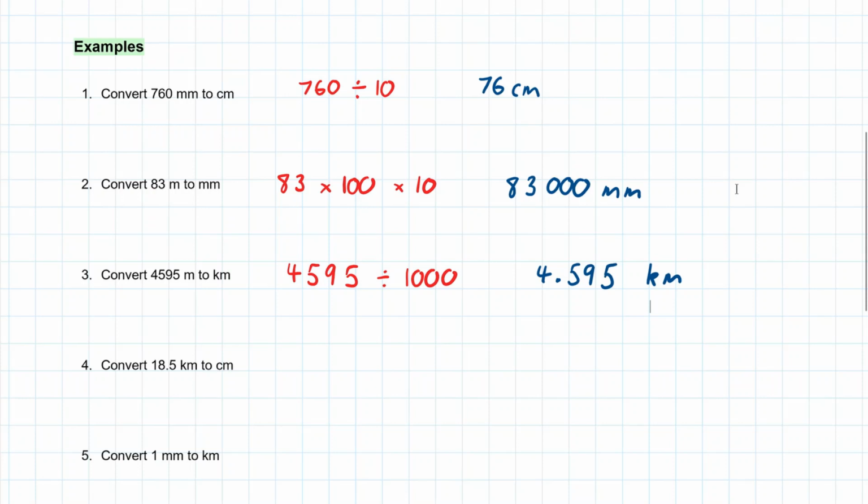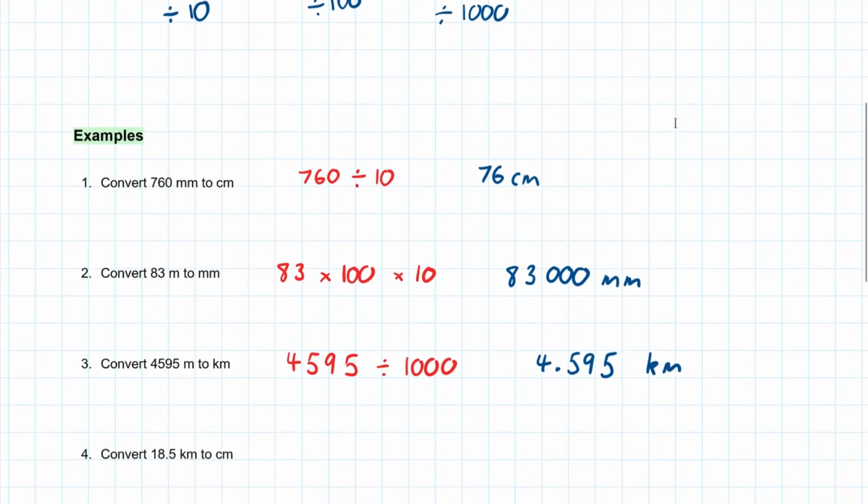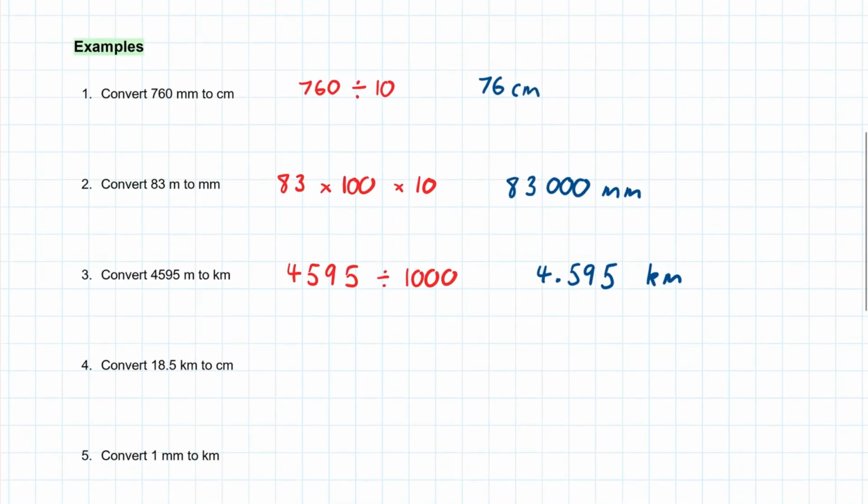Alright, for the fifth one, we're doing 18.5 kilometers to centimeters. This one's got a couple of jumps. We're going to go from kilometers to centimeters. So we're multiplying by 1,000 to get to meters, and then multiplying by 100 to get to centimeters. Okay, so we're going to do 18.5 times 1,000 to get to meters, and then times 100 to get to centimeters.